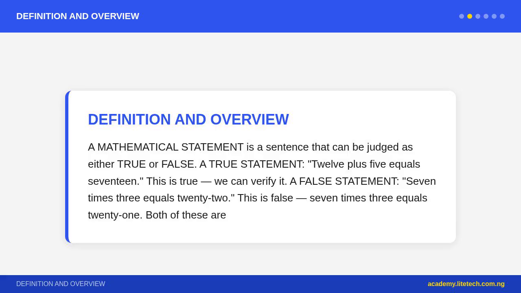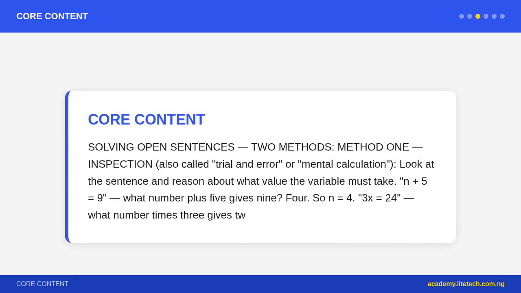m − 7 = 11, what number minus 7 gives 11? 18. So m = 18. 2y + 1 = 13, what number times 2, plus 1, gives 13? 12 − 1 is 11. Try y = 6: 12 + 1 = 13. Yes. y = 6. Inspection works well for simple equations, but becomes harder as equations grow complex. That is why we develop formal algebraic methods, covered in the simple equations lessons coming up.